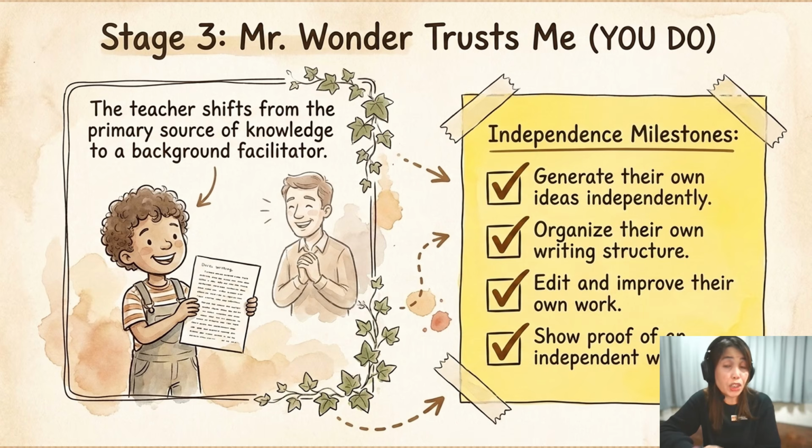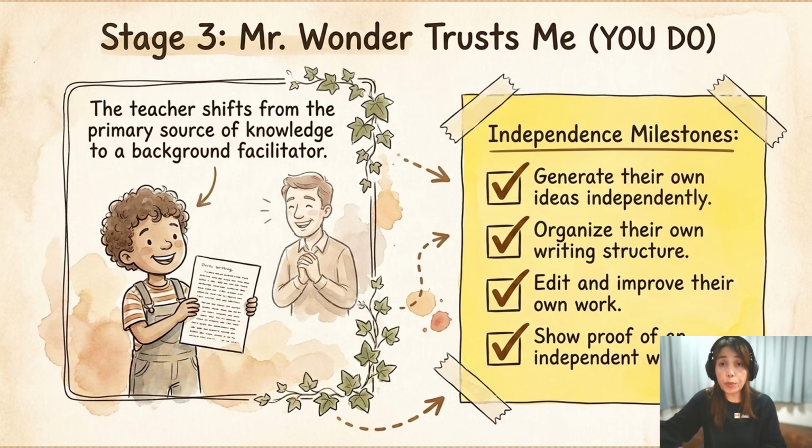So the teacher shifts from being the primary source of knowledge to a background facilitator. At this stage, pupils generate ideas independently, organize their own writing structure, edit and improve their work, and show evidence of becoming independent writers. This does not mean the teacher disappears. I remain available to observe, confer, and provide focused assistance, but I no longer lead every decision.